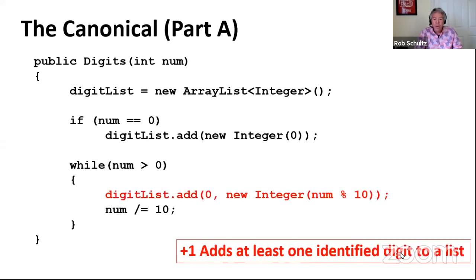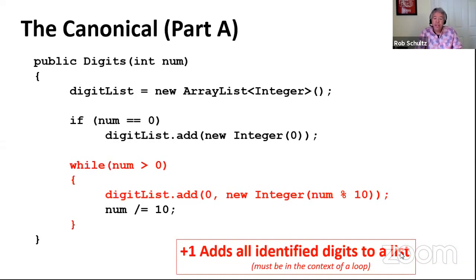Okay, we then go on and we add that one identified digit to a list. So we use digit list.add. We're adding it specifically at position 0 using that add method that we talked about yesterday. And we're saying that specifically at position 0, at the front of our list, we want to add whatever the identified value is.